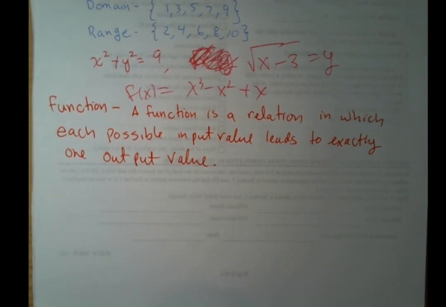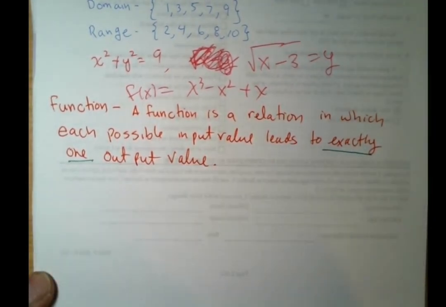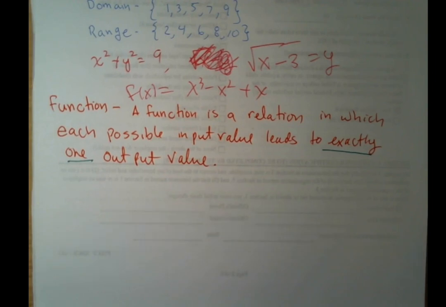Now, one thing to notice is that a function is just a specific type of relation. The definition of a relation is a very broad term. It's just a set of ordered pairs. A function gives it more structure. It's a set of ordered pairs, but it also has another property it needs to satisfy: each possible input value leads to exactly one output value. So focus on that word, exactly one output value.